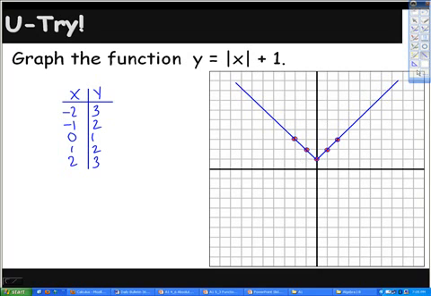How'd you do? Remember, if you're asked to graph something and you don't know how to graph, make a table of values and then pretty much just connect the dots. That's really helpful to connect the dots if you know that this shape, formed by an absolute value, always gives you a V, because you can just look for the V in the dots. Let's go to the next one.